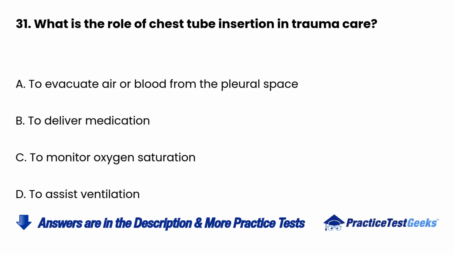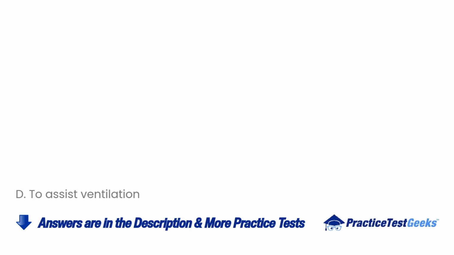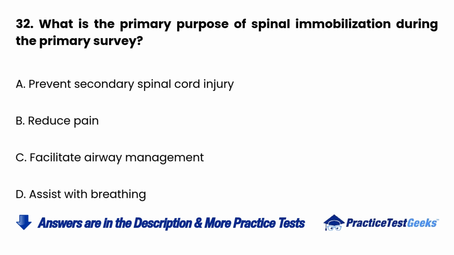A. To evacuate air or blood from the pleural space. B. To deliver medication. C. To monitor oxygen saturation. D. To assist ventilation. 32. What is the primary purpose of spinal immobilization during the primary survey?